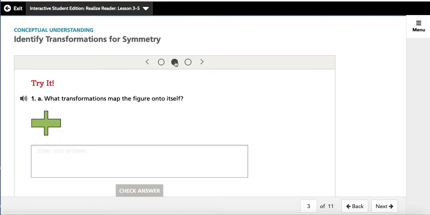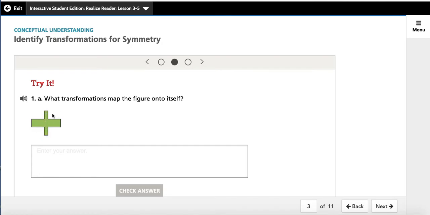Here's one for you to try. You can click pause if you want to try it on your own. What transformations map the figure onto itself? Okay, let's go with the two obvious ones, the ones that they showed us before. We have a horizontal line right through the center here. Looks like it would map it onto itself. Looks like we have a vertical line that if we went right through there, it would map it onto itself.